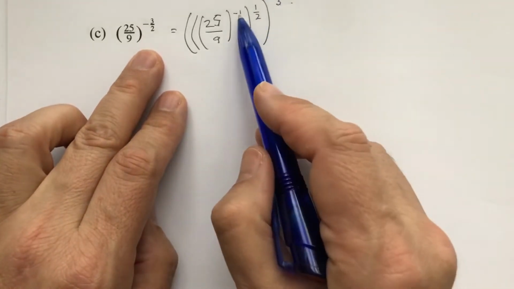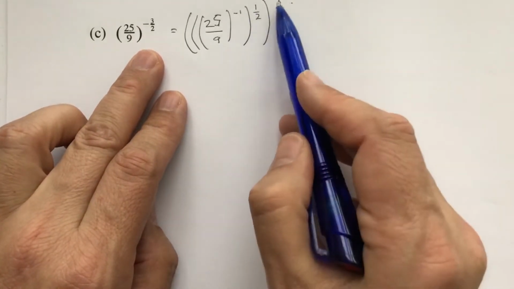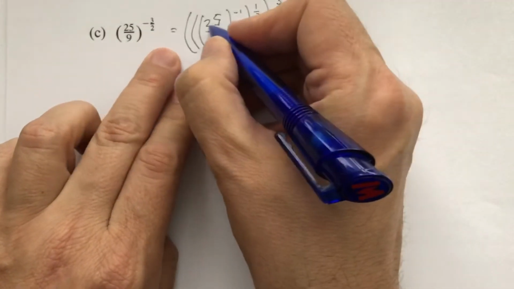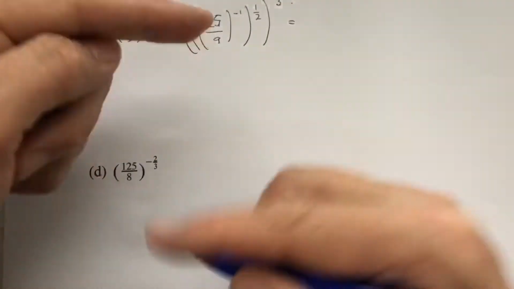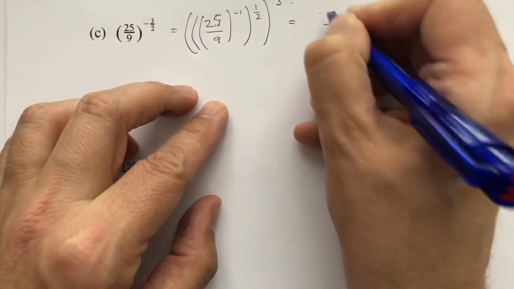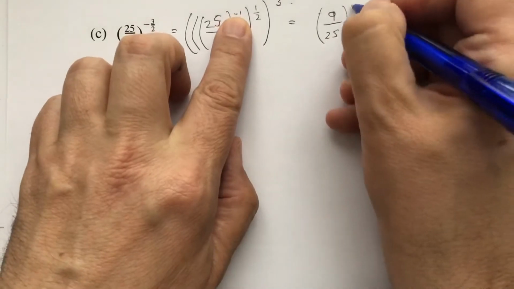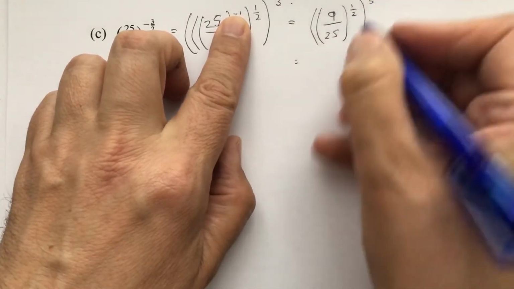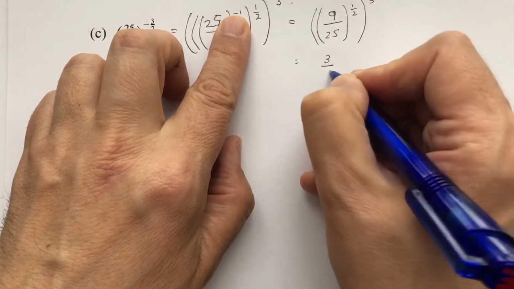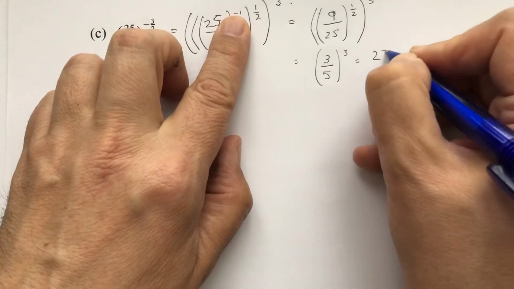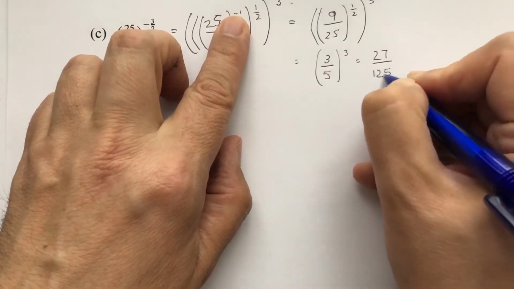But notice that negative 1 times a half times 3 gives you that negative 3 over 2. So if we put it to the power of negative 1, it's going to reciprocate it. So it's 9 over 25. So that's done the negative 1. We're still going to have a half and the cubing. So this is going to be 3 when we square root over 5 cubed, which is 27 over 125.